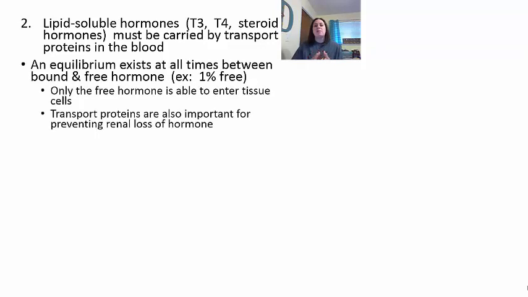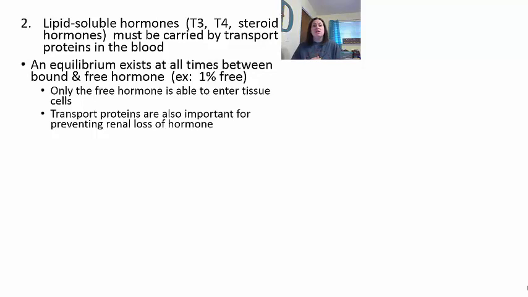So what has to happen is that it has to be bound or connected to something that does like water. An equilibrium will start to exist, where there are mostly bound hormones that are fat soluble and some that are free. Only about 1% of them are free. This means only 1% of them are free to go and do the job they need to do. Only the free hormones are able to enter into the tissue cells.